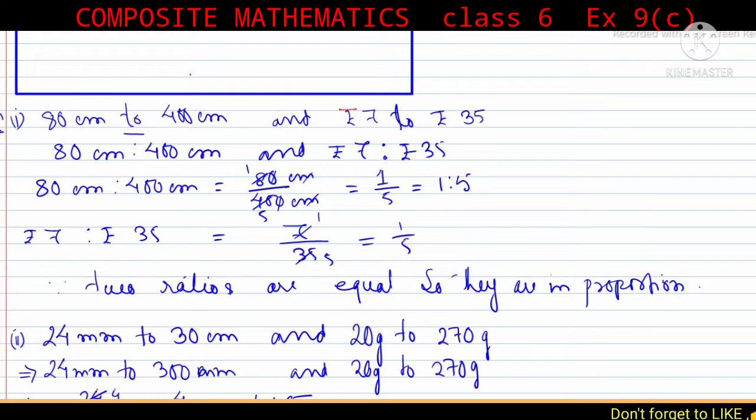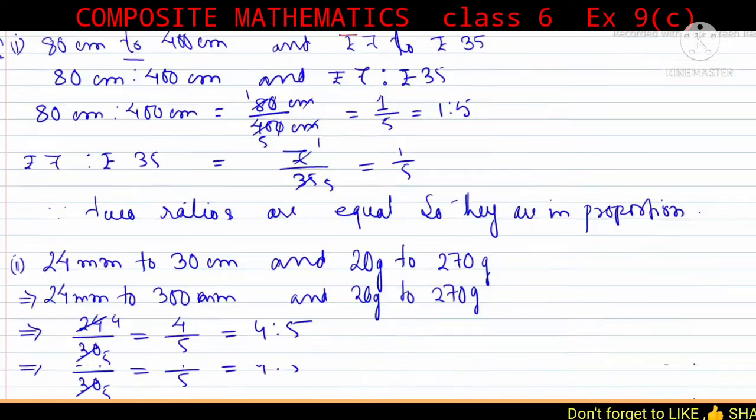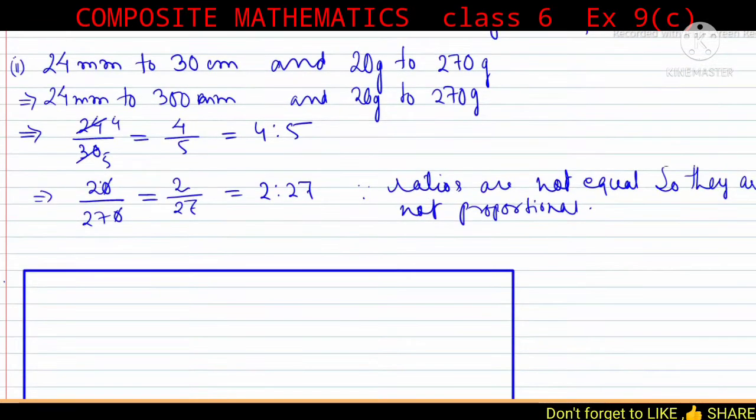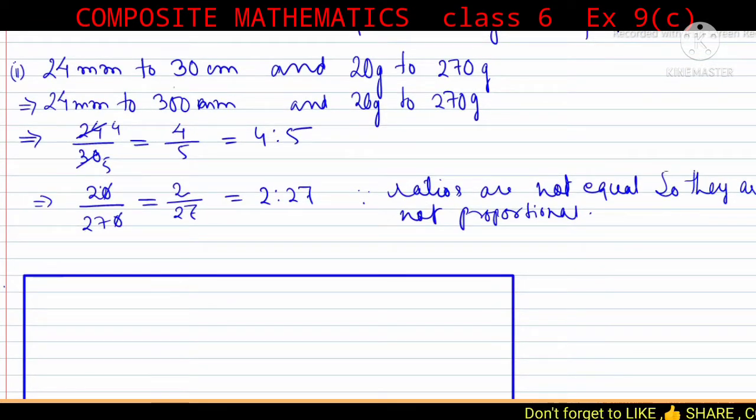So this we have done question number 1. Now we are going to do question number 2. So what is given in the question number 2, you see, is 24 millimeter to 30 centimeter and 20 gram to 270 gram. Now you see unit is not same, here centimeter given and our other unit is millimeter. So first of all we will convert this centimeter to millimeter, so it will be easier.